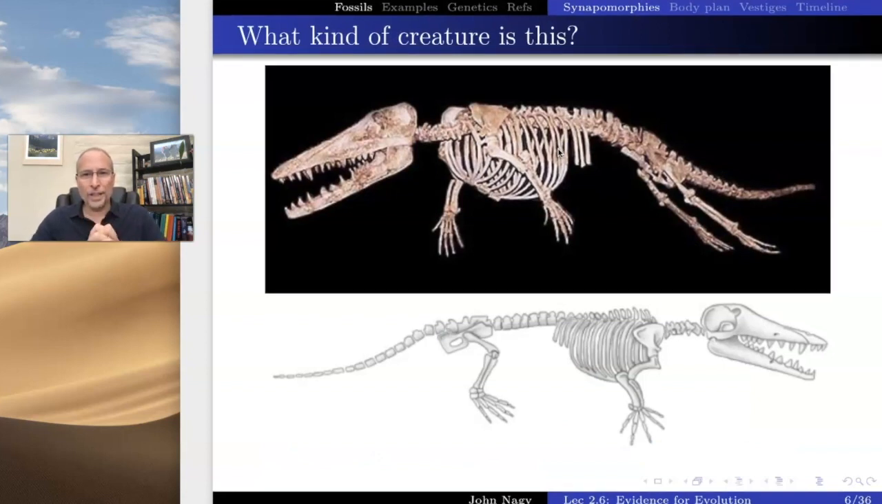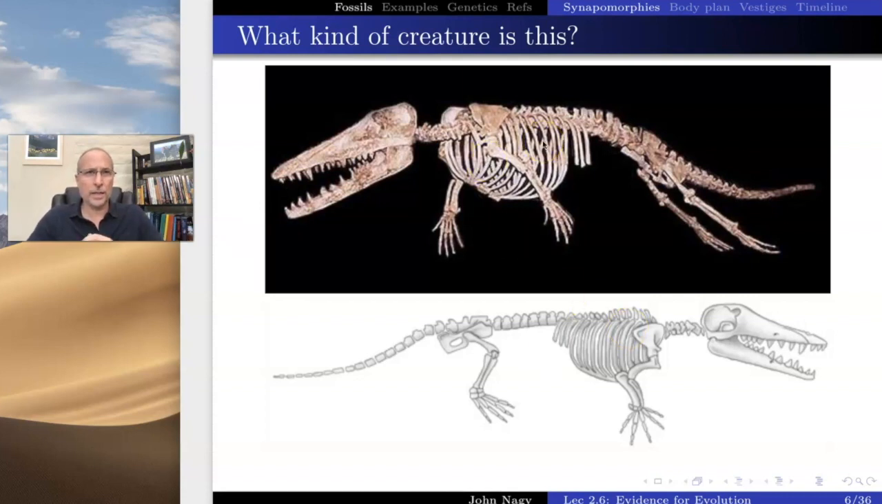What in the world is this? Now, if you're not used to looking at skeletons, you might think it looks like a crocodile, because crocodiles are long and skinny like this, and they've got legs that are short and so forth. But if you are used to looking at skeletons, this is very clearly not a crocodile, because crocodiles are reptiles, and this is a mammal.